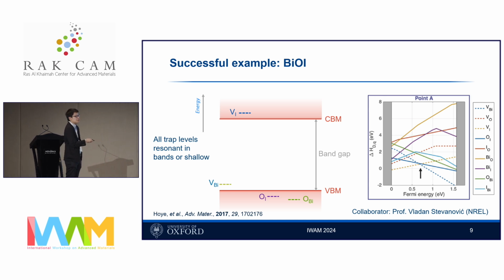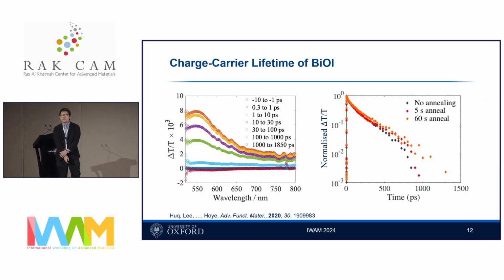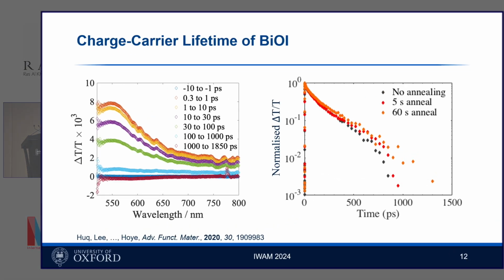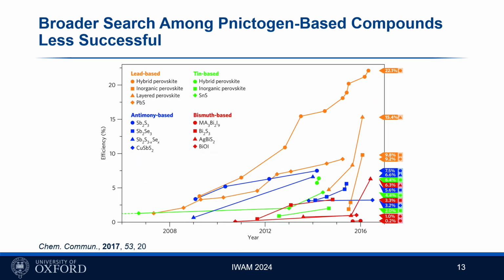And that would imply that this is a self-compensating system, where if you remove some iodine vacancies, you also remove some bismuth vacancies, and overall, the Fermi level will remain in the middle of the band gap. And that's indeed what we see over here. And we can monitor how this affects the charge carrier lifetime of these materials. To do this, we used transient absorption spectroscopy, where we saw that despite changing the surface stoichiometry at the percent level, there was no significant change in the decay of the photogenerated charge carriers. So that fundamentally looks quite interesting.